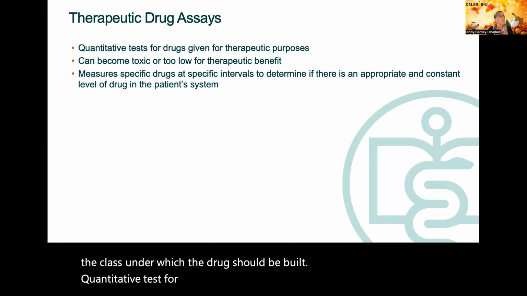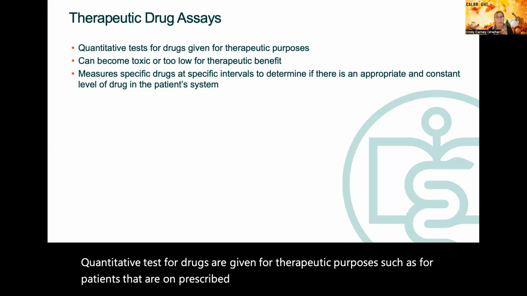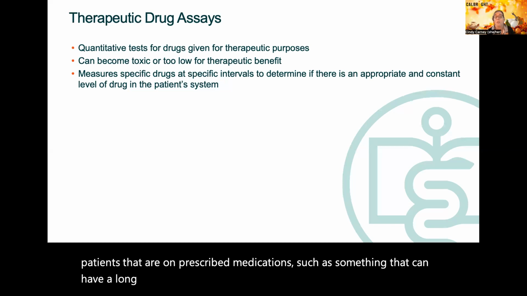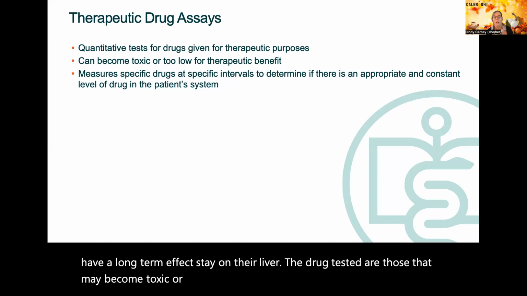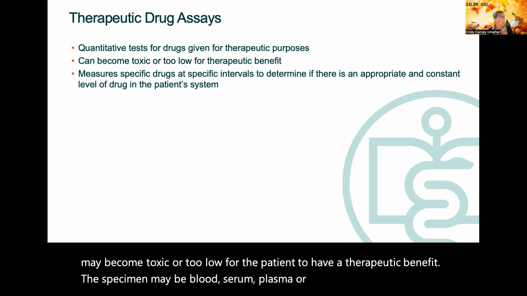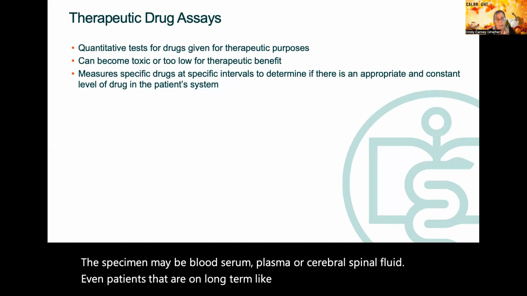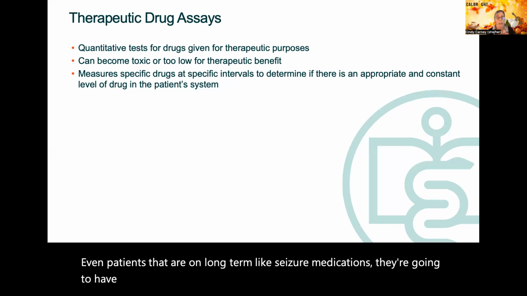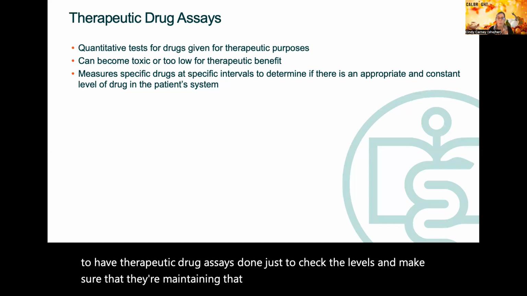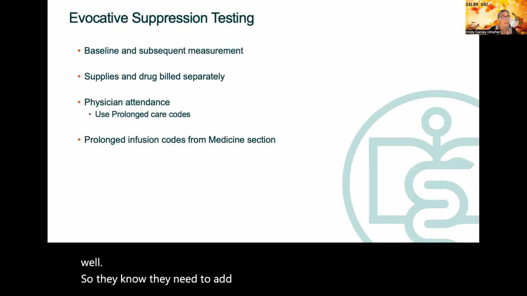Quantitative tests for drugs are given for therapeutic purposes, such as for patients that are on prescribed medications that can have a long-term effect, say on their liver. The drugs tested are those that may become toxic or too low for the patient to have a therapeutic benefit. The specimen may be blood, serum, plasma, or cerebral spinal fluid. Even patients that are on long-term seizure medications are going to have therapeutic drug assays done just to check the levels and make sure that they're maintaining that therapeutic level, or blood thinners as well. So they know if they need to adjust anything like that.